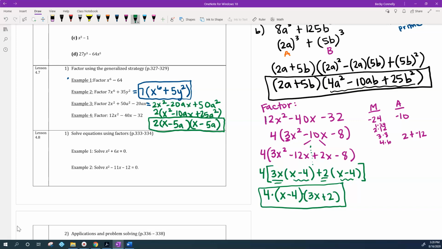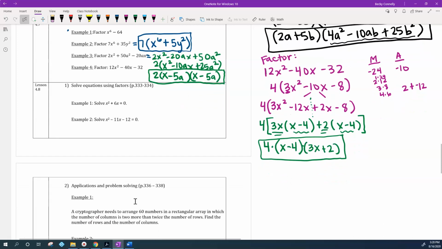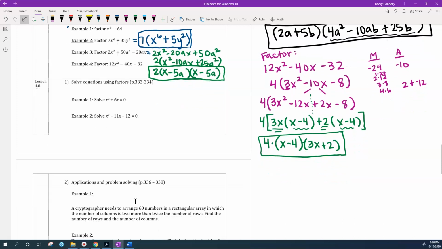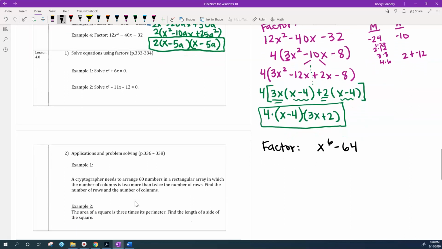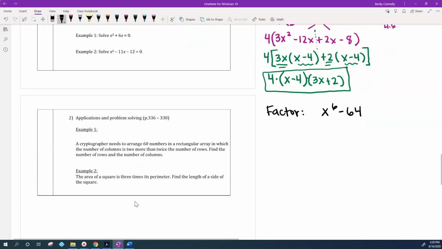Okay, so now let's go back up and do that example 1, because this one, like I said, just takes a little bit more. So I'll write it down over here because I want some more room to work on this. So let's factor x to the 6th minus 64. There are 2 different ways that you could do this.